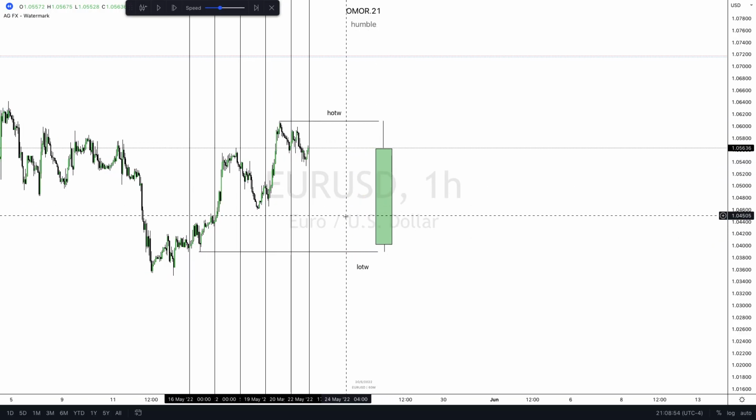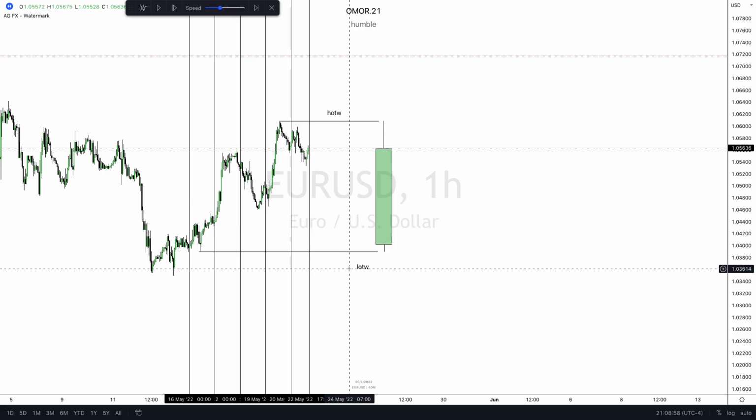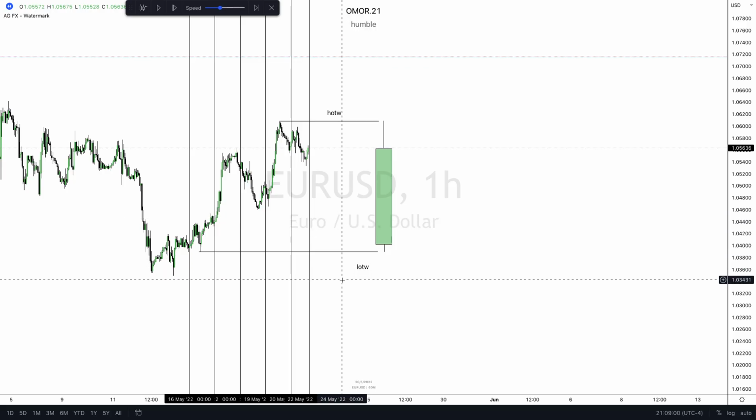Now, let's talk about where we can expect the low and the high to be made in the day. I don't want you to be focused on what day makes the low and the high. Bear with me for a second. Let me explain that.